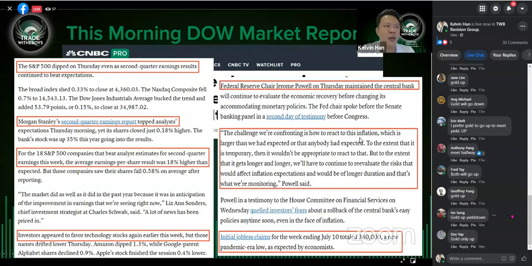And they feel that the challenge is how to react to this inflation, but this inflation is temporary. So it's not appropriate to react immediately. We just let it go slowly, it will come back down to normal. All right, so that is what Jerome Powell says, and it seems like the market just bought on it after a while.